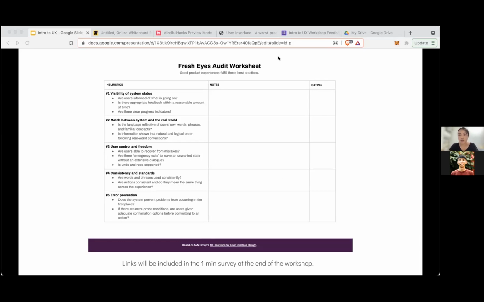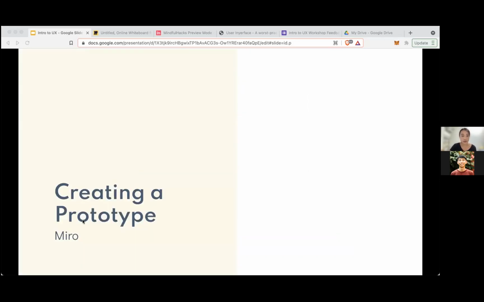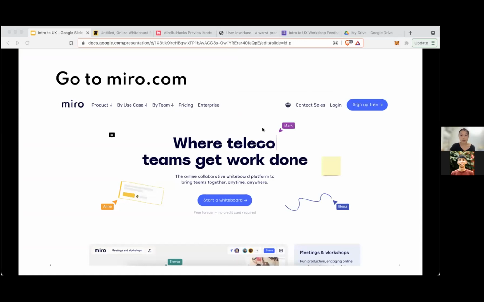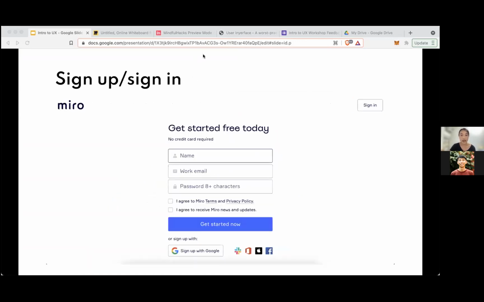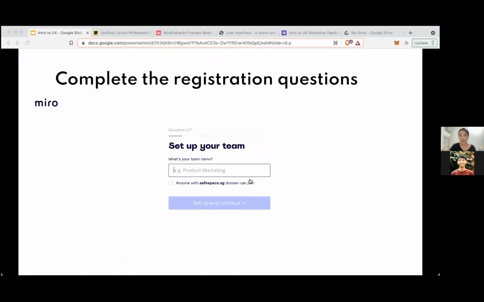Okay, so now we have some time. I will quickly show you how to create a prototype. Since this workshop will be recorded and put on YouTube, you can always go back to this video and see how to do it. First we'll demonstrate Miro. You will go to miro.com and sign up or sign in. Then there is an automatic process for you to fill in the information about your team. If you're just by yourself, it's okay. You can still go through the process.